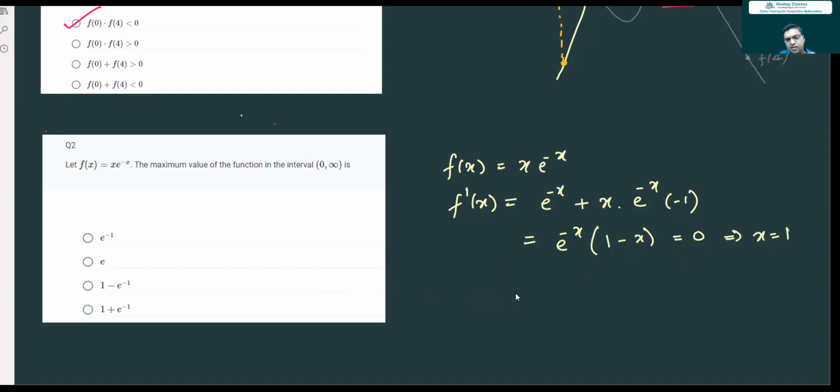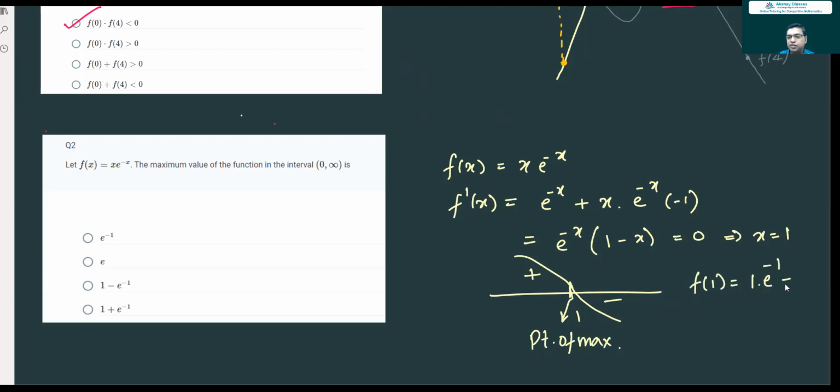Now first derivative, minimum or maximum, it's only one point. There is no other point. And you can see when x is greater than 1, the derivative will be negative. When x is less than 1, it is positive. So from positive to negative, this will be the point of maximum. 1 is the point of maximum. So f of 1 is the maximum value, 1 into e power minus 1. So this is the answer.